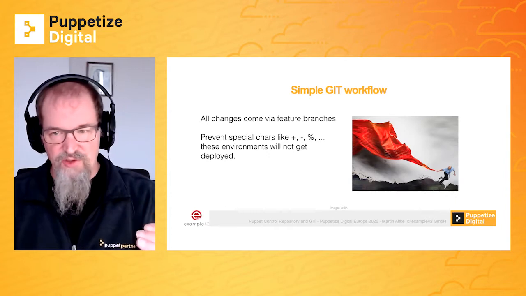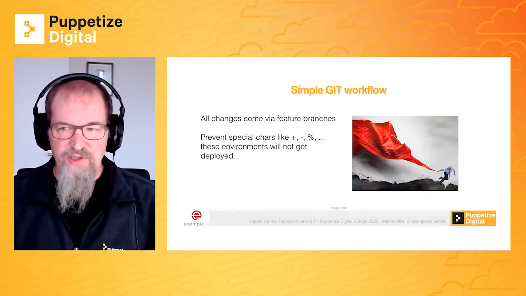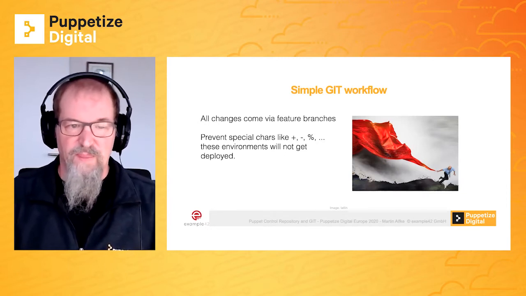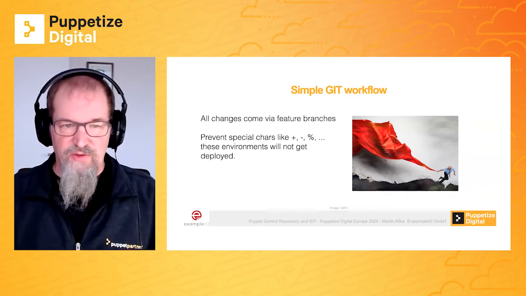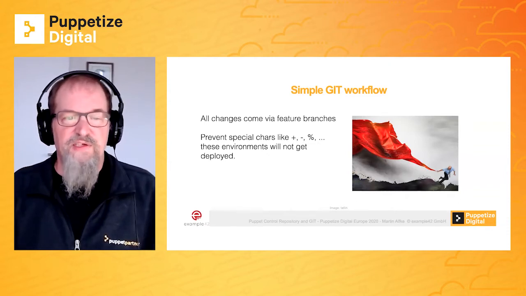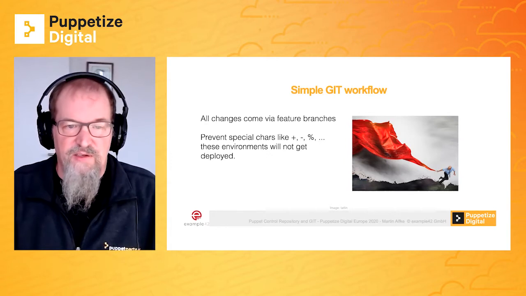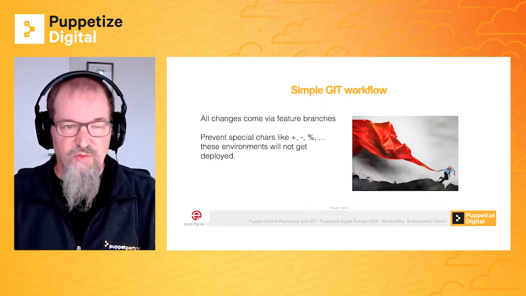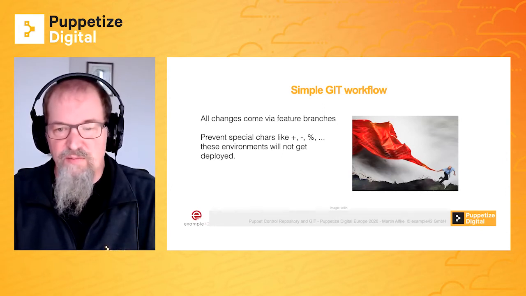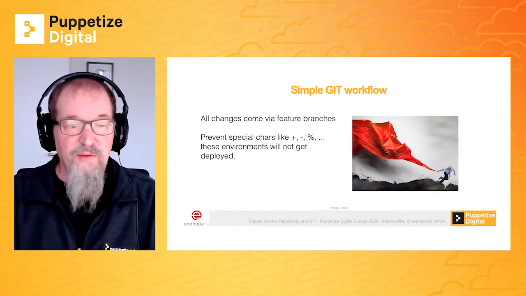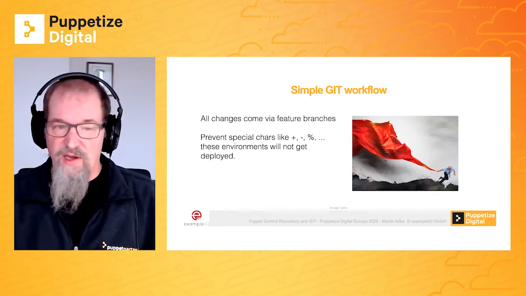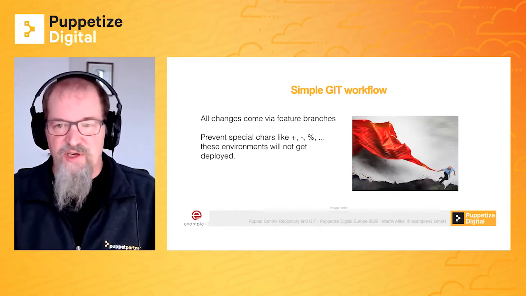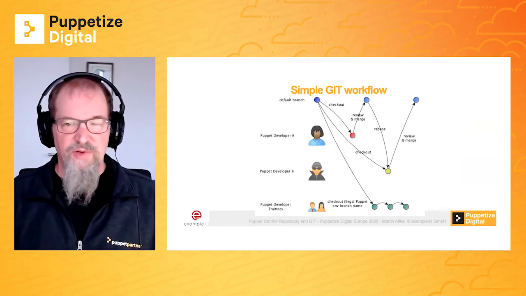So you have your production branch, you create a feature branch, you add all of your code, and afterwards you do a merge request. If you want to test your feature branch, please take care to not have any special characters inside, like plus, minus, percentage, or slash, because usually branches with these characters will not get deployed by the Puppet Code Manager, for example. But you still can use them. And I want to show you how, by showing pictures. Pictures sometimes make things clearer compared to text.